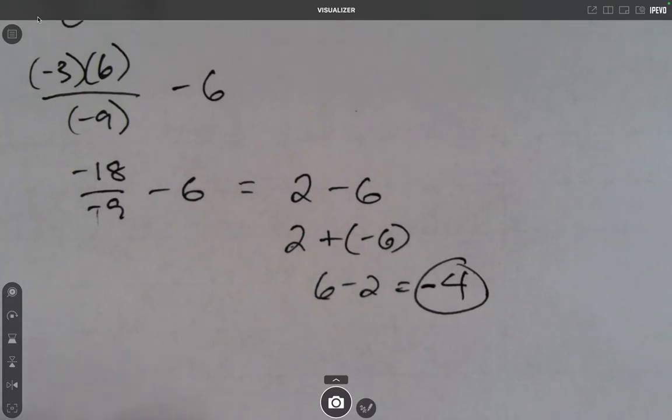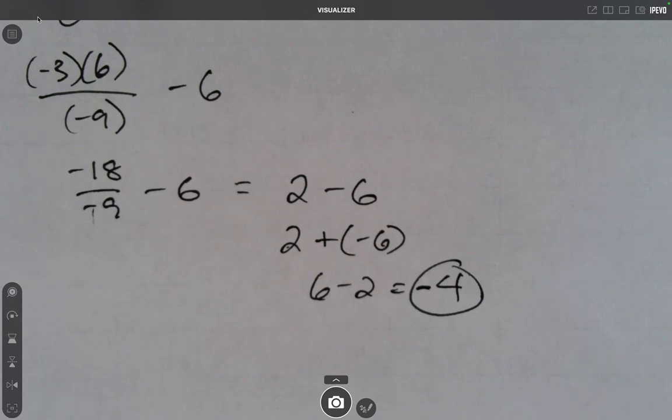Good luck. Make sure you study your rules on adding, subtracting, multiplying, dividing. If you've got those in your memory, I think you'll do a great job.